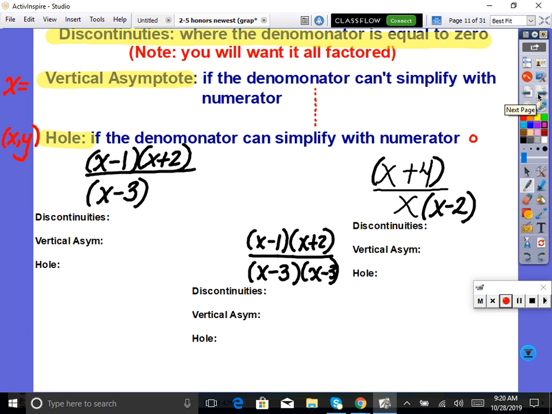So what I want us to do right now is just make sure we're good with our discontinuities, our vertical asymptotes and holes. So everybody, here we go. Look at these examples with me. Then I'm going to set you free to work on the homework for a moment.